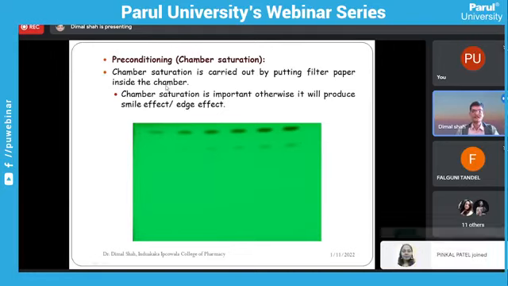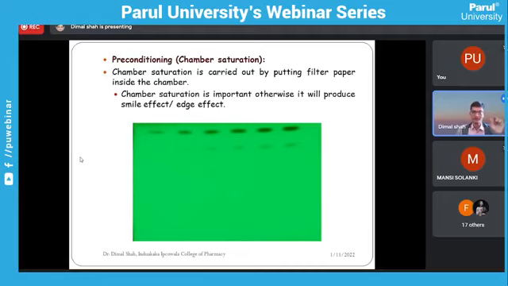And normally we carry out chamber saturation by putting a filter paper inside the chamber. So normally we fill in a mobile phase and then we dip a simple filter paper in this mobile phase and put it in such a way that one end of the filter paper remains outside of the chamber. In that way, we carry out chamber saturation. We allow the mobile phase to run in an ascending mode up to the chamber top. Okay. And then we presume that the chamber is saturated.